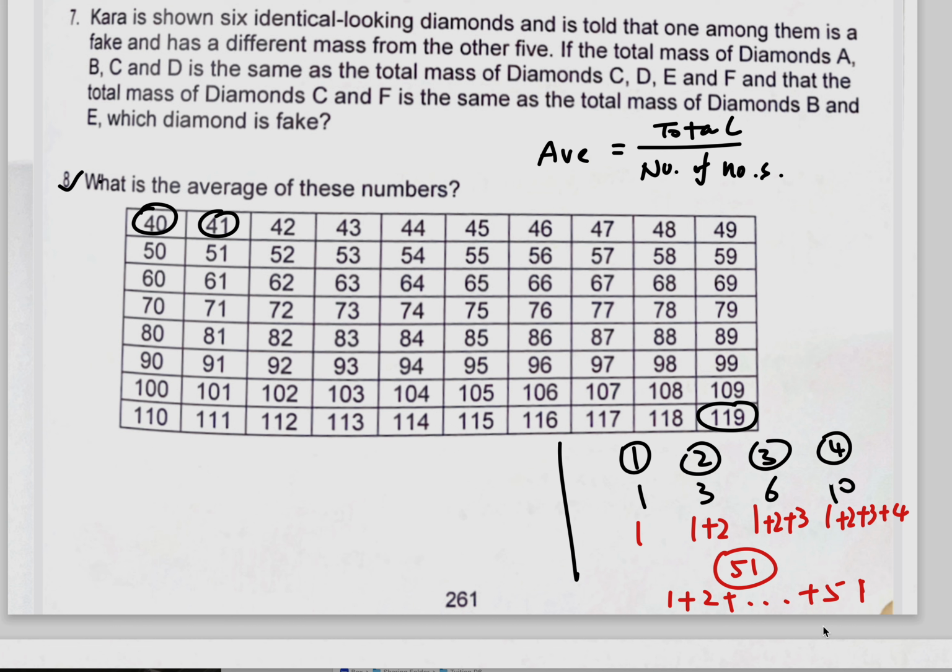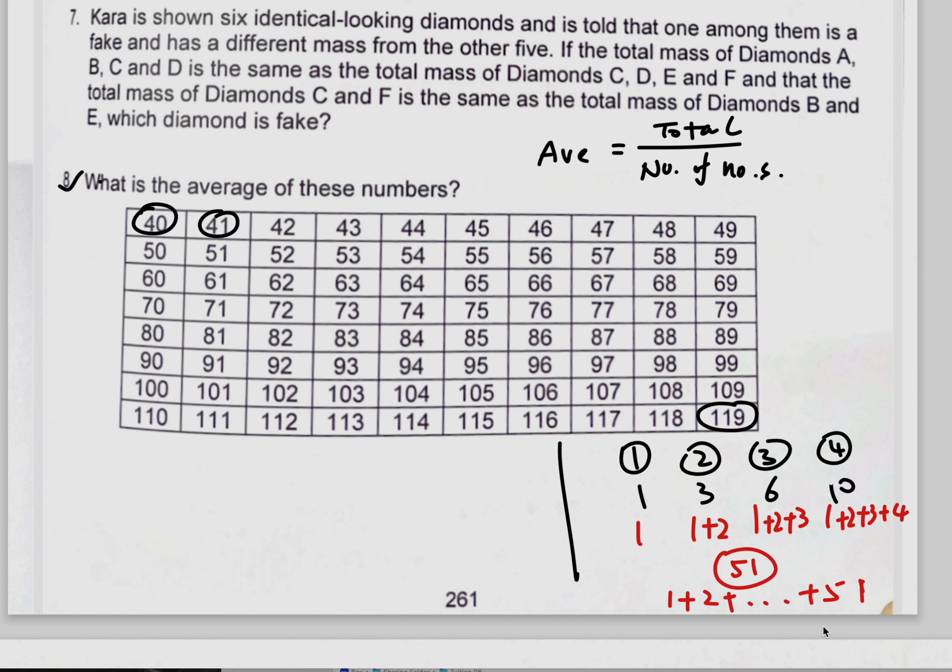Like I say, if you cannot relate, I cannot help you. Can you relate now? Over here is 1 plus 51, right? I give you the formula. So over here, same thing. Because in order to find the average, you need to get the total first. So over here, we have 1 plus 2 and so on until 51. But over here, they don't start from 1. They start from 40 to 119.